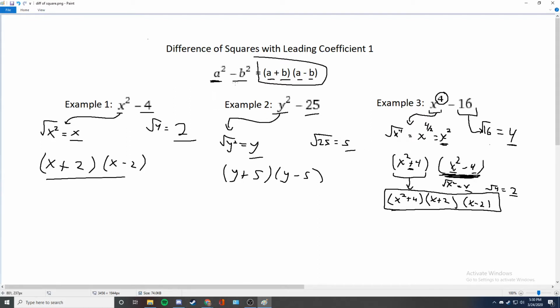So with difference of squares, just make sure that both of your terms are perfect squares before you start, and that both terms are subtracted from each other, because those are the two requirements that we need to pass to factor by difference of squares.